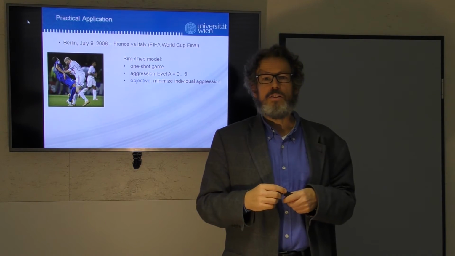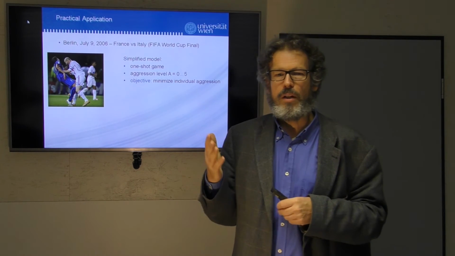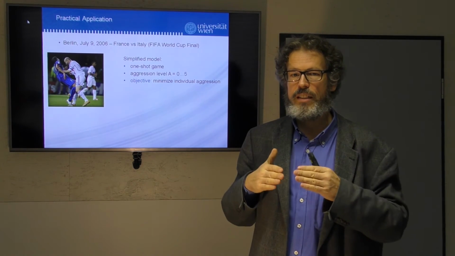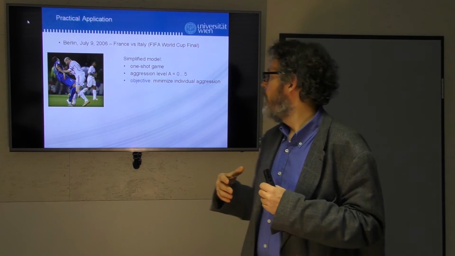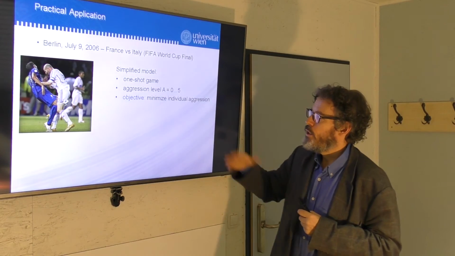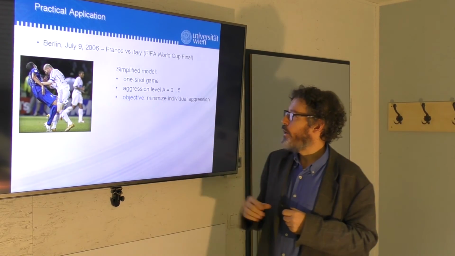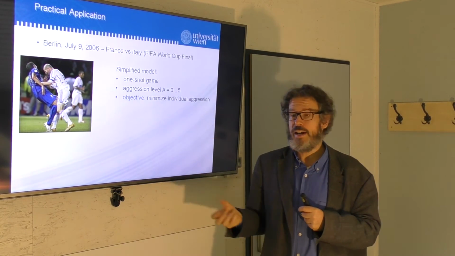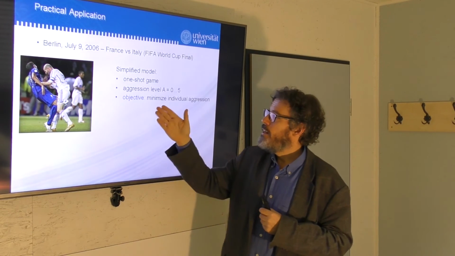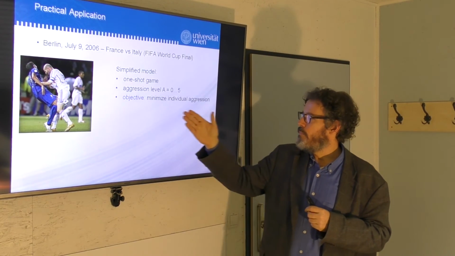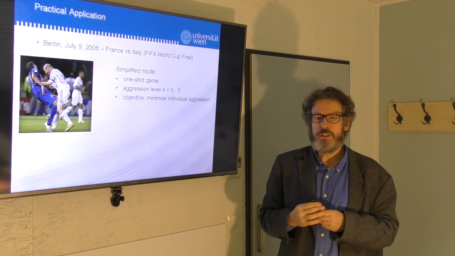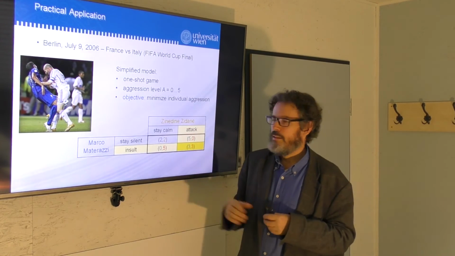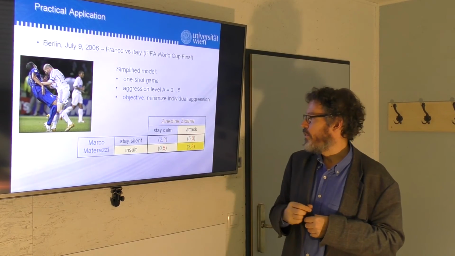So let's try to model this situation. It's a simplified model because we do not consider that there has been an action and a reaction. We consider both of these actions taking place at the same time, a so-called one-shot game. So assume both of the players have a certain aggression level A, which is, for instance, between 0 and 5. 5 is very high aggression, 0 is no aggression. And let's consider their objective to minimize their individual aggression level. So, can we devise strategies and can we model this as a game?